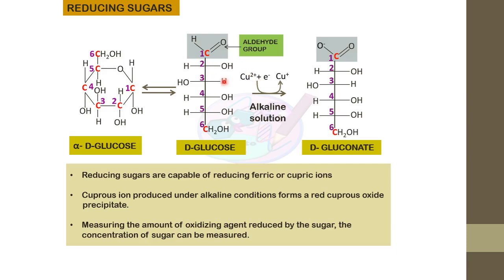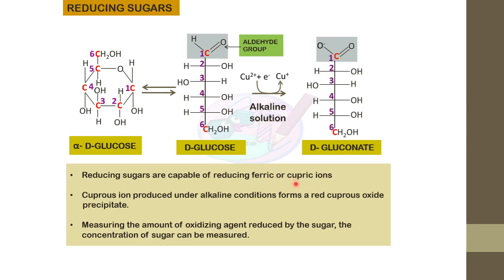Here, in alkaline solution, this aldehyde group reduces the cupric ion to the cuprous ion, and now this glucose has oxidized to D-gluconate. So this aldehyde is oxidized to a carboxylate ion. It's a carboxyl group actually, but in alkaline solution, since hydrogen is in less amount, it donates its proton, so it has now become D-gluconate ion, and the cuprous ion forms red cuprous oxide in alkaline solution.